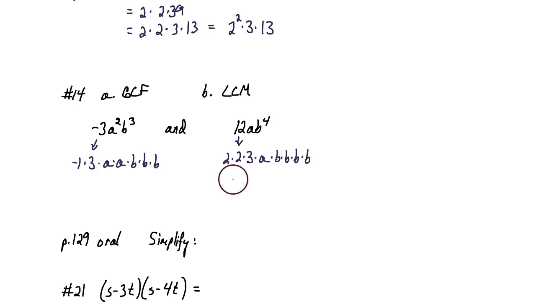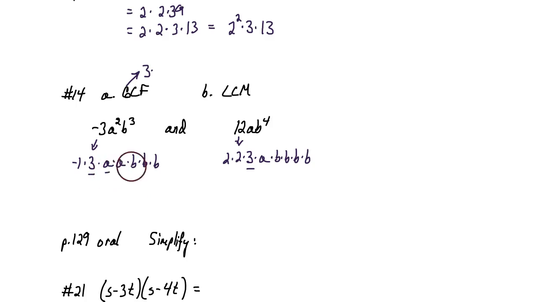Now let's look for the greatest common factor. We want to find the common factors. What appears in both of them? You can ignore the -1 because greatest common factors are always positive numbers. Do they both have a 3? Yes, they do. So for our greatest common factor, let's use a 3.